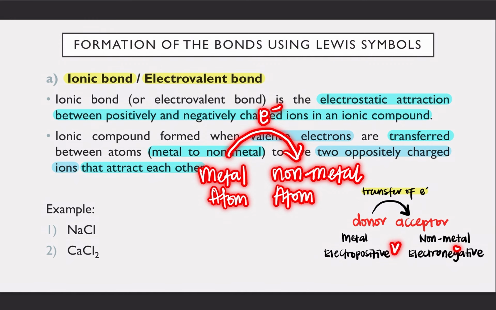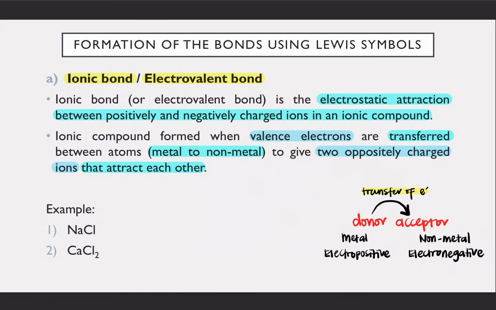So when this happens, you will form a cation and an anion. This cation will have a positive charge, while your anion will have a negative charge. So the two oppositely charged ions will attract each other and they will form an ionic bond. Okay, so let's look at the examples here, NaCl and calcium chloride.